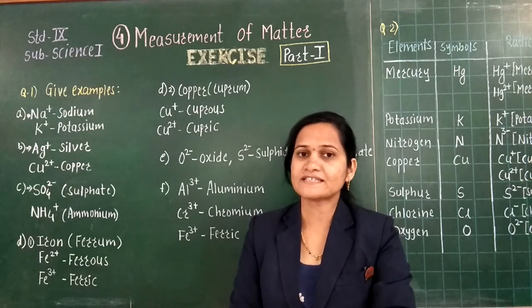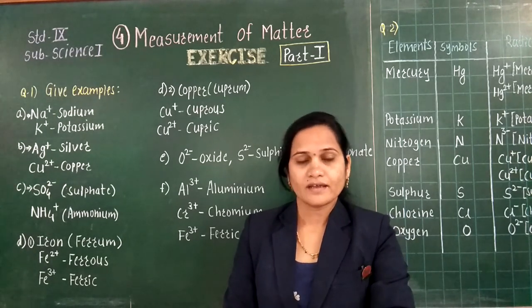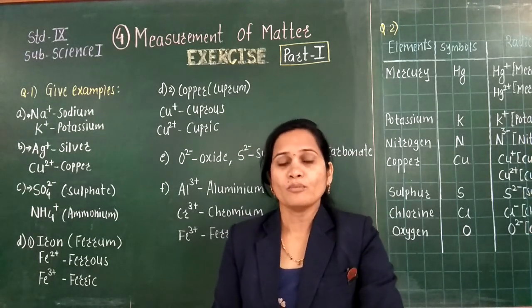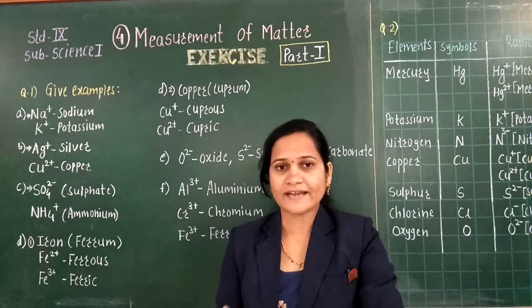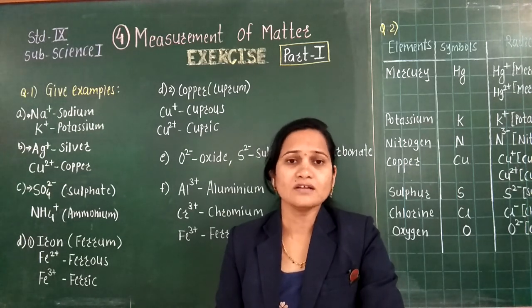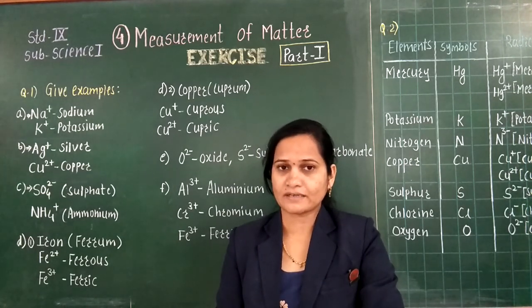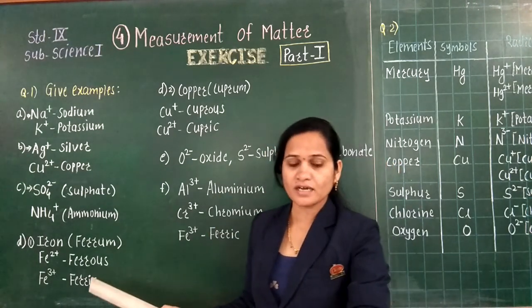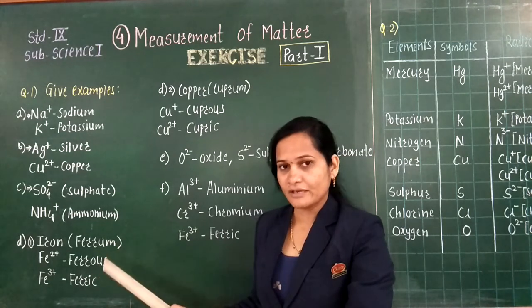See question number D, metals with variable valency. Now what does variable valency mean? When an atom or any metal has more than one valency, it is called the variable valency of that metal. So here I have written two examples for metals with variable valencies.